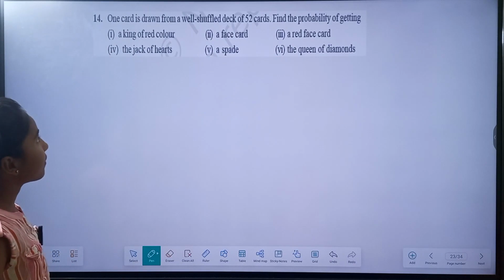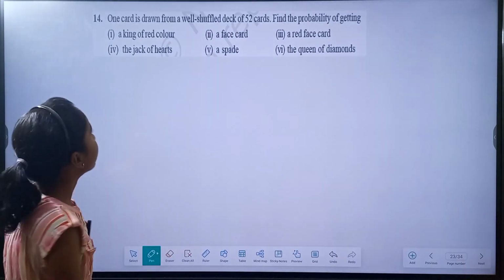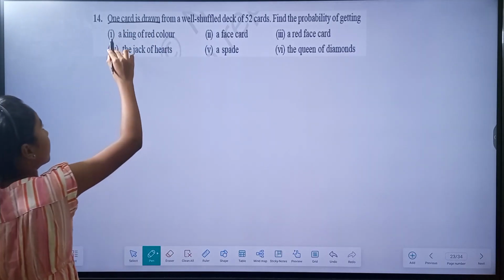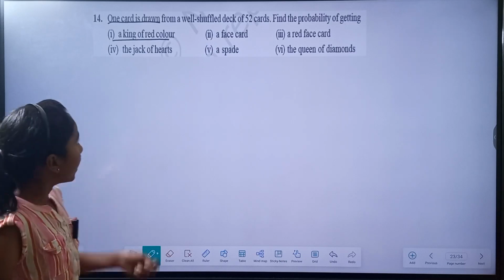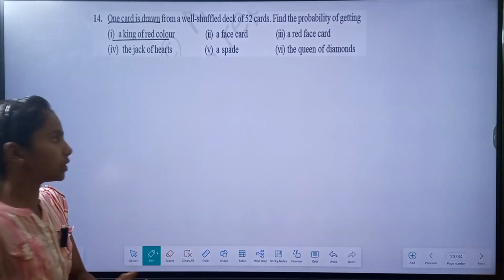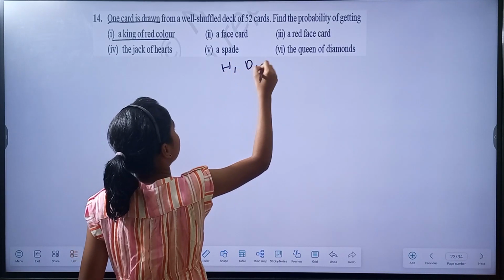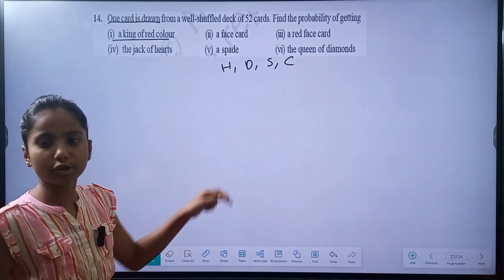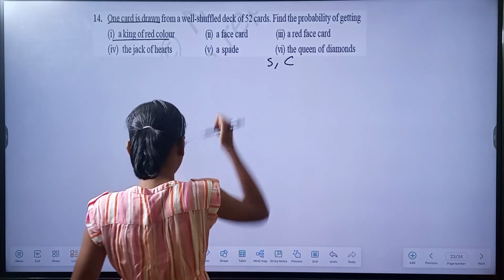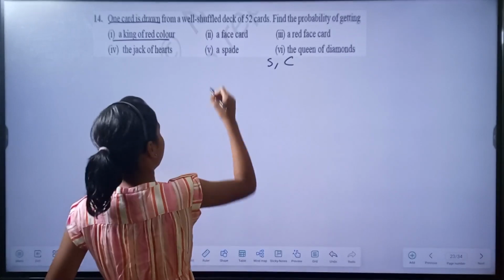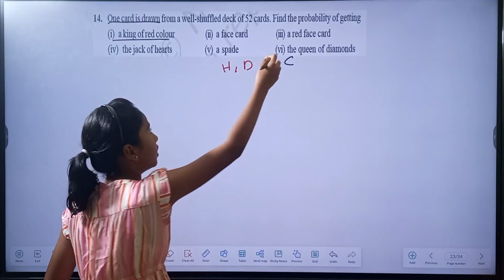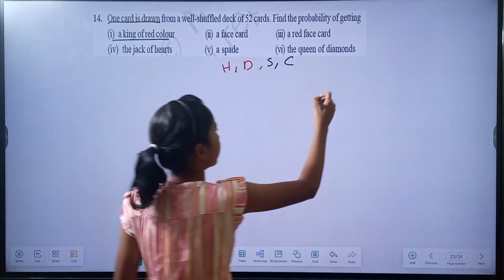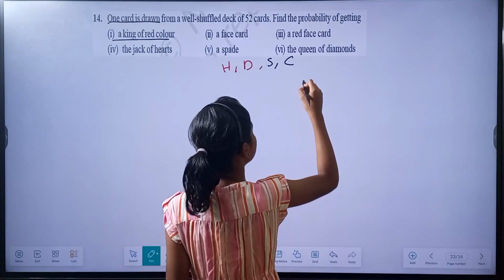One card is drawn from a well-shuffled deck of 52 cards. Find the probability of getting a king of red color. We have the four suits again: heart, diamond, spade and club. In these four, we have two suits of red color and two suits of black color. Heart and diamond are red, and spade and club are black. So they are asking for a king of red color. Okay, first, let's write the total outcomes.